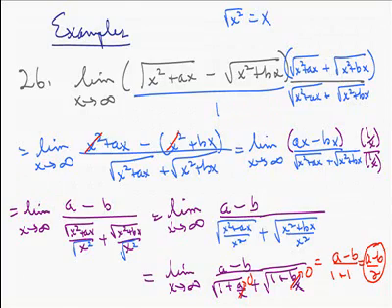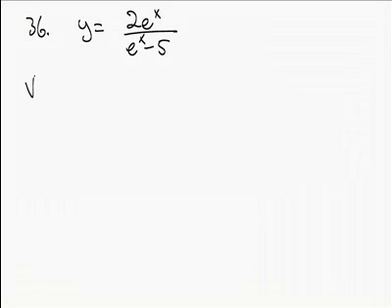Okay, let's do one more example here, and I think we'll be in pretty good shape. Let's try old number 36. We're asked to find the vertical and horizontal asymptotes of the curve y equals 2e to the x divided by e to the x minus 5. Well, let's see, what do you want to start with? Let's start with our vertical asymptotes.